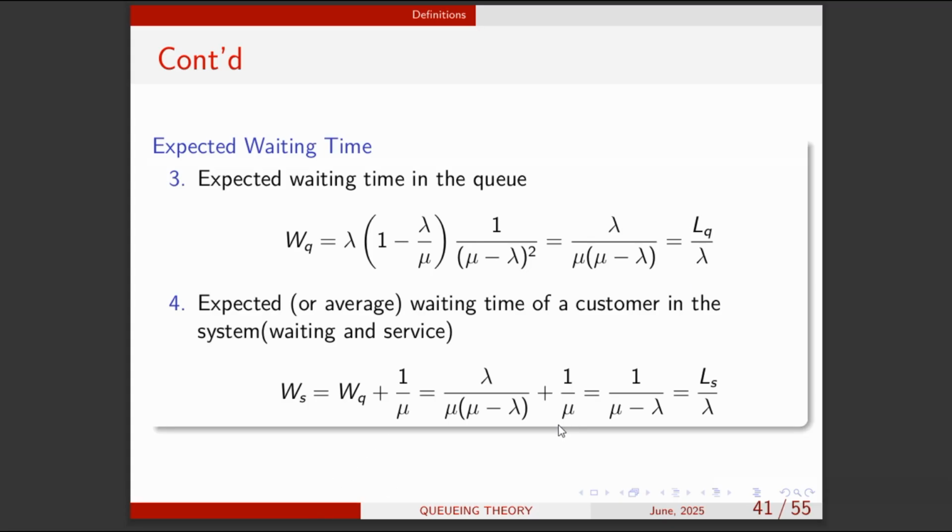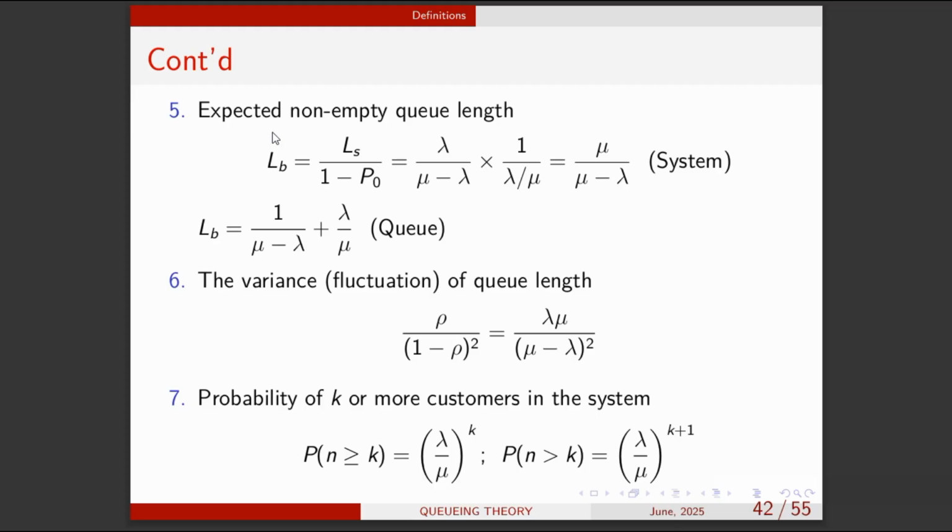Same thing for the Ws. To get Ws, all you need is Ls. So the formula for Ls, you just divide and you get 1 over mu minus lambda, or you can say Ls divided by lambda. The expected non-empty queue length should be equal to mu over mu minus lambda. Take note of this formula. This is for a system. For the queue will be this: 1 over mu minus lambda plus rho. So the variance is given by this. Take note of the variance formula as well.